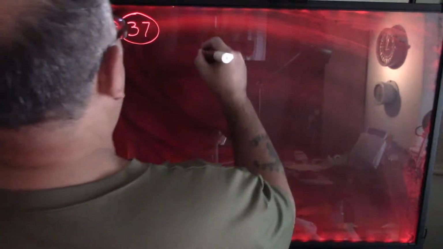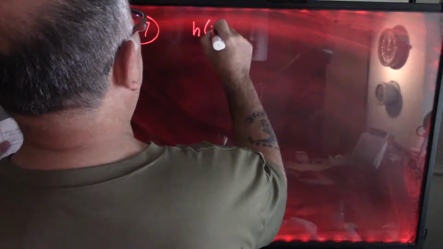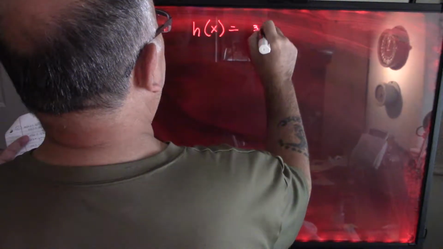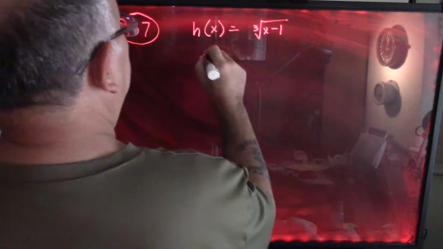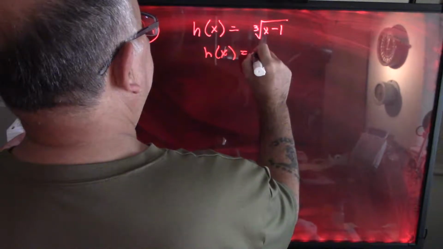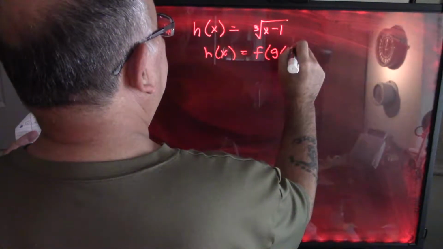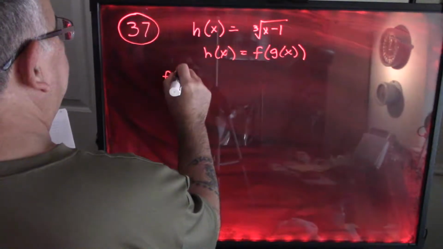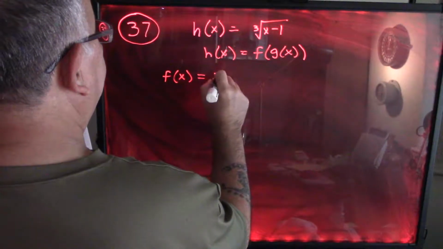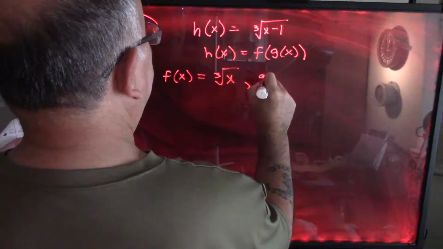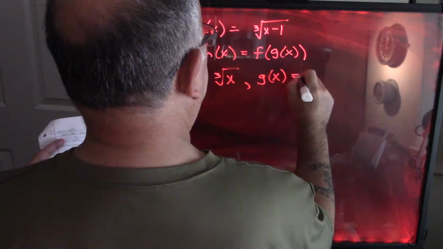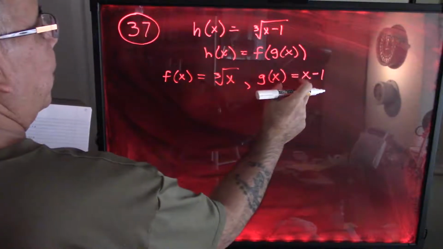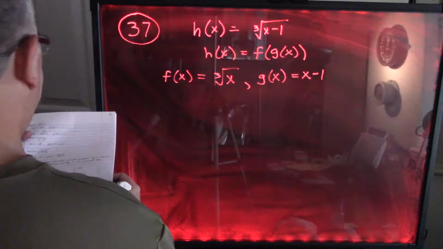Okay, we have 37. H of x is the cube root of x minus 1. And we need to write h of x as a composition of f with g, and we supply f and g. Alright, so here's a nice obvious one. F of x is the cube root of x, and g of x is x minus 1. So when you do this composition, it'll give you h of x.